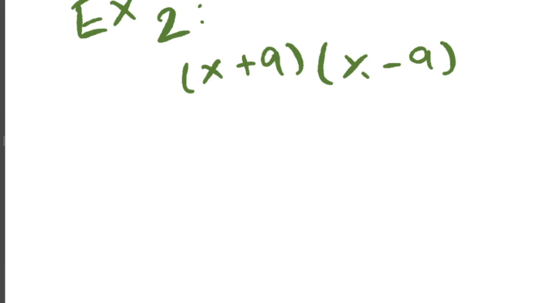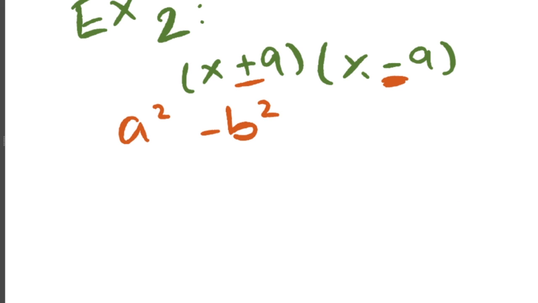Let's try that one more time with x plus 9 times x minus 9. Again, our end product will be a squared minus b squared. The difference between a product of a sum and difference is that this has both a plus and a minus, whereas a product of a sum only has plus signs, and a product of a difference only has negative signs. Anyways, back to solving it.